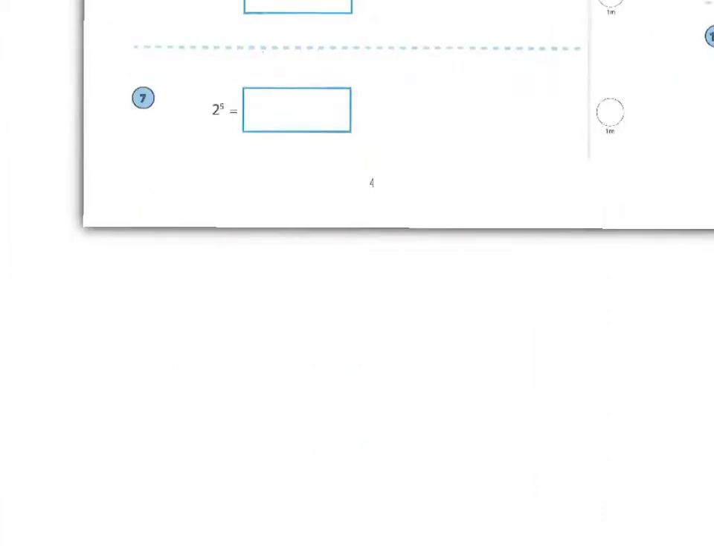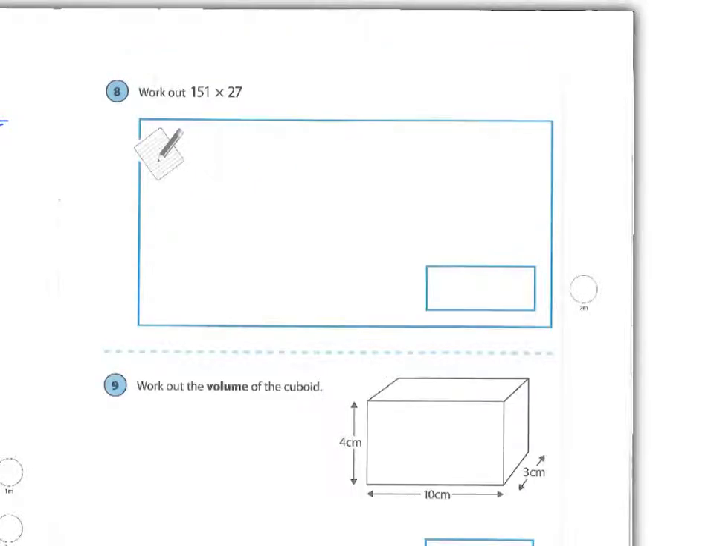Question 7, 2 to the power of 5. Now a lot of people make this mistake of going, oh, it's just 2 times 5, which is 10. But that's not actually true. What it means is 2 times itself 5 times in a row. So 2 times 2 times 2 times 2 times 2. Well, 2 times 2 is 4, times the next 2 is 8, times the fourth 2 is 16, times the final 2 is 32.